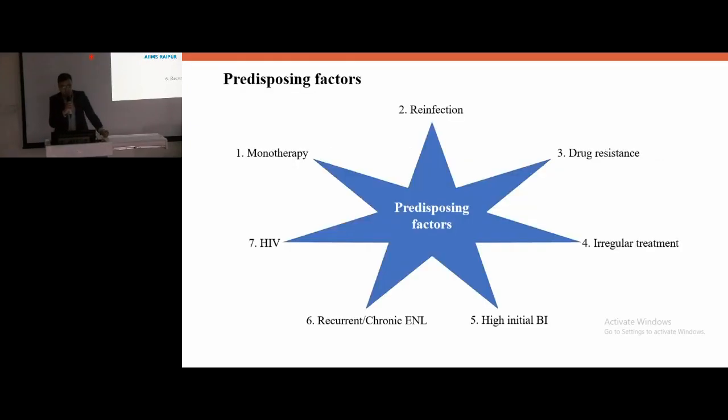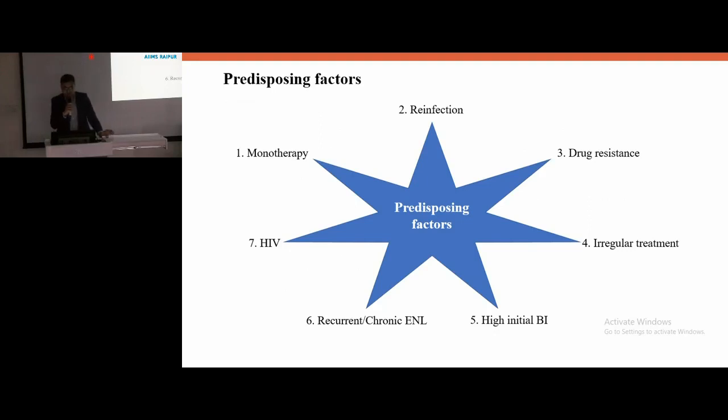So what are the predisposing factors to the relapse? This is the monotherapy, which is not now practiced, but patients who had received monotherapy before, say 20 to 25 years ago, may come to us with signs and symptoms of leprosy, and they are the ones who are more likely to have relapse.